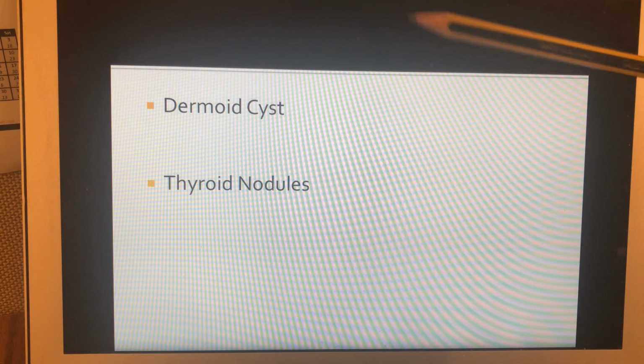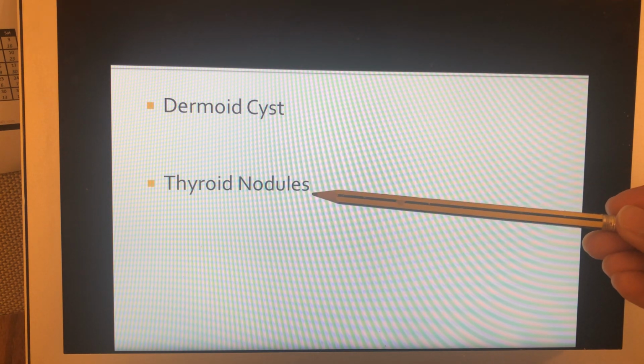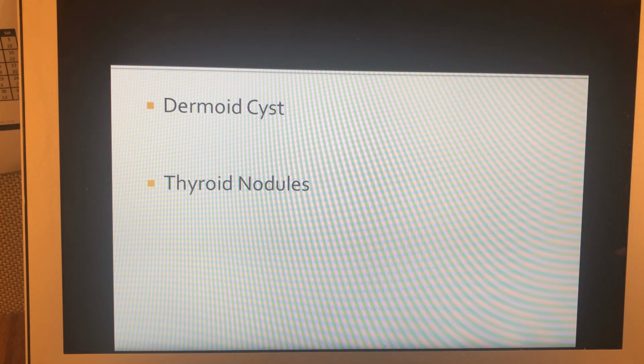The other differential diagnosis includes dermoid cyst. The treatment is excision. A thyroid nodule should be treated as any thyroid nodule with the usual workup.